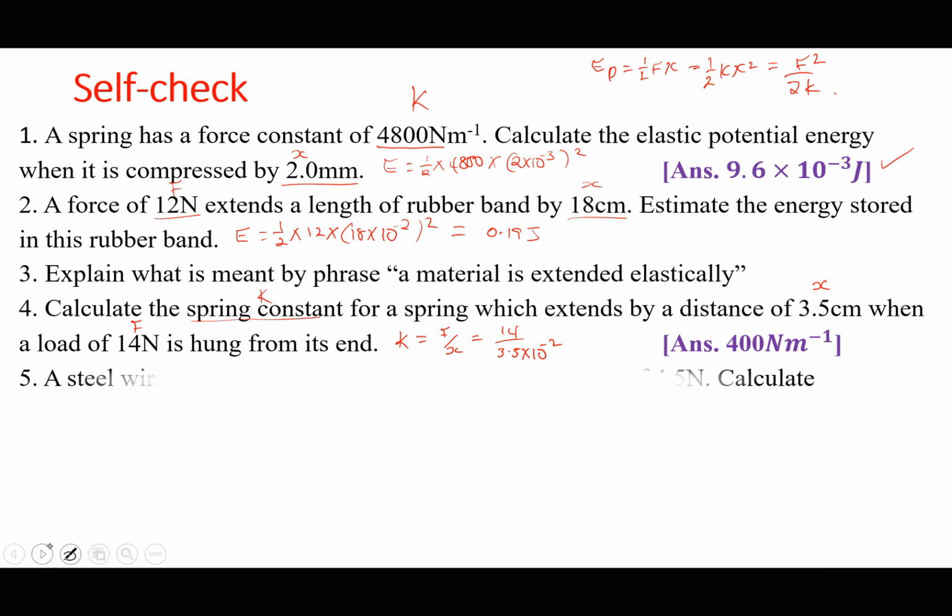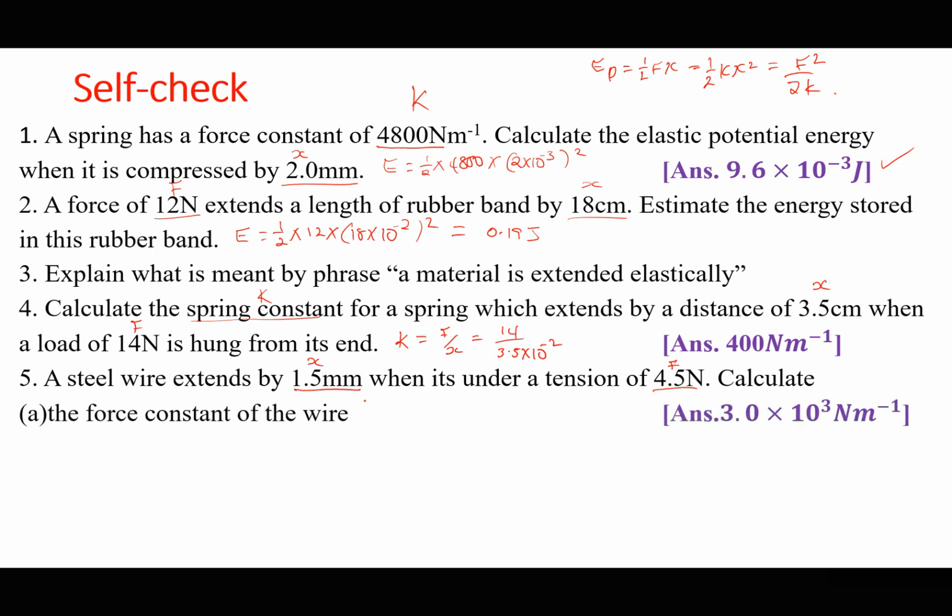Number 5, a steel wire extends by 1.5 millimeters. So this is X, when it's under tension of 4.5 newtons, so this is F. Calculate part A, the force constant. So we want to find K. K is going to be F over X. I will not check that.